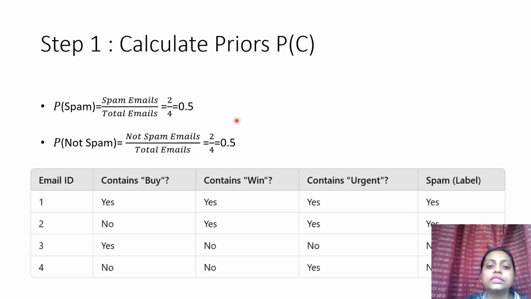Similarly, what is the prior probability that an email is not spam? Again it is 2 by 4, because we have seen that there are 2 no classes. That means 2 messages are present which are not spam. That's why it is again 2 by 4, which is 0.5.